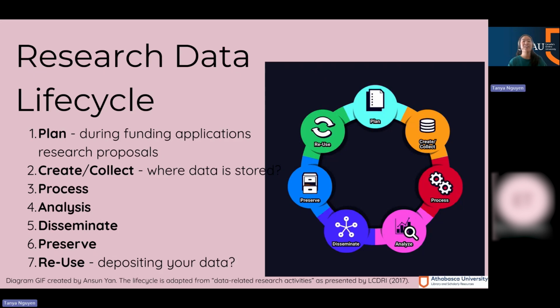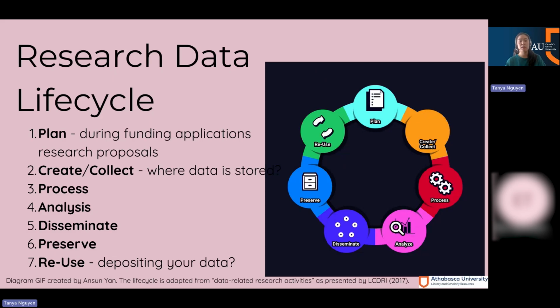Now, before that, I should talk about the research data lifecycle. Last week, we talked about this in much more depth, but we'll briefly touch upon it in this presentation. The research data lifecycle is crucial for effective data management. The lifecycle outlines the stages that your data goes through during a project. First we have the plan stage, where the research proposals and funding applications are crafted. It's vital to outline how you'll manage your data at this point.